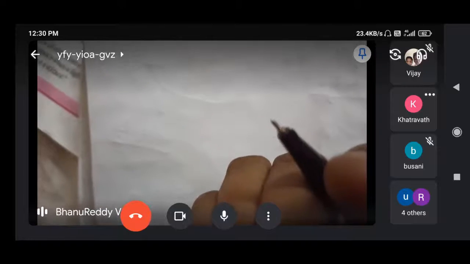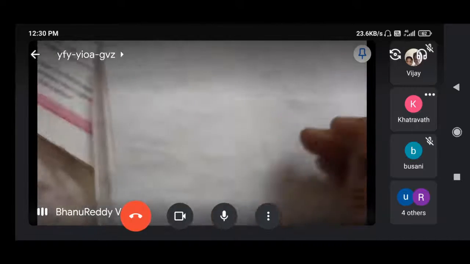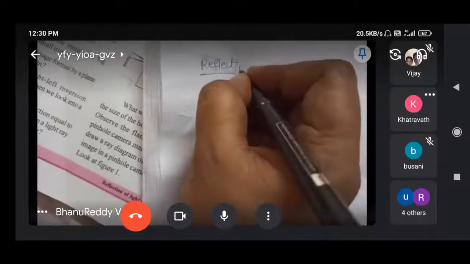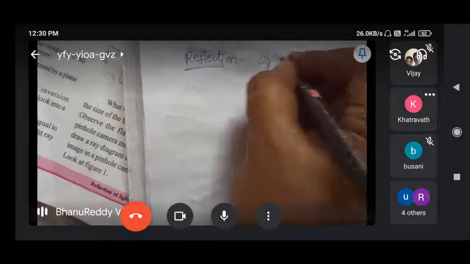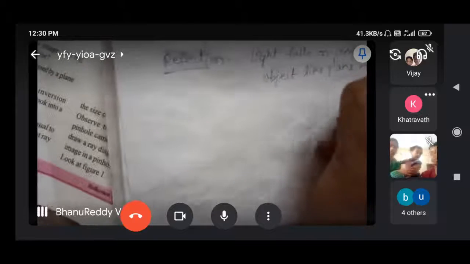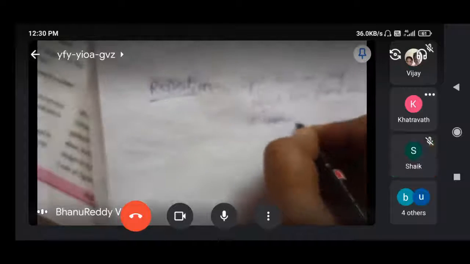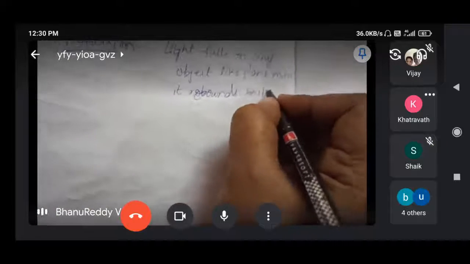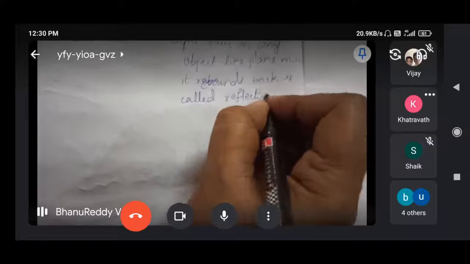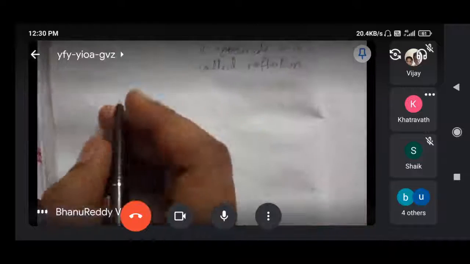How can we get the image of a big building in a small mirror? By the reflection concept. Reflection is when light falls on any object like a plane mirror, it reflects back, it rebounds back. This is called the reflection of light. This also you have studied in 7th class. Do you remember now?